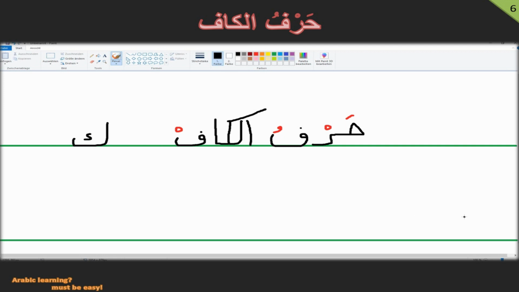And now the original form. At the beginning of the word, there is many ways how to write the Kaaf, and all ways are correct. And now at the middle of the word, and finally, at the end of the word. Let's continue.